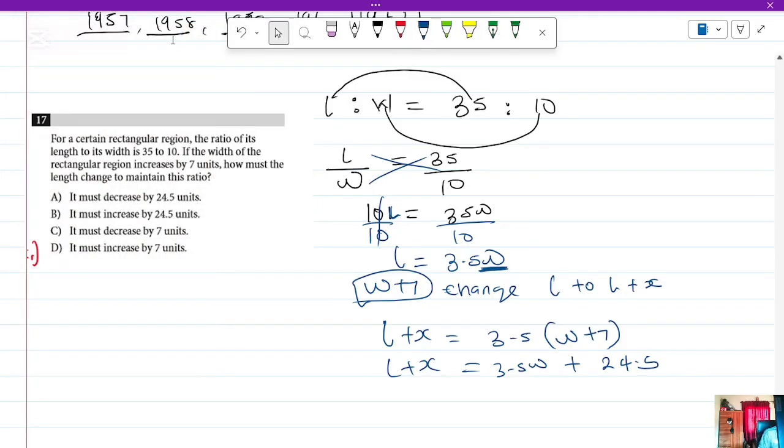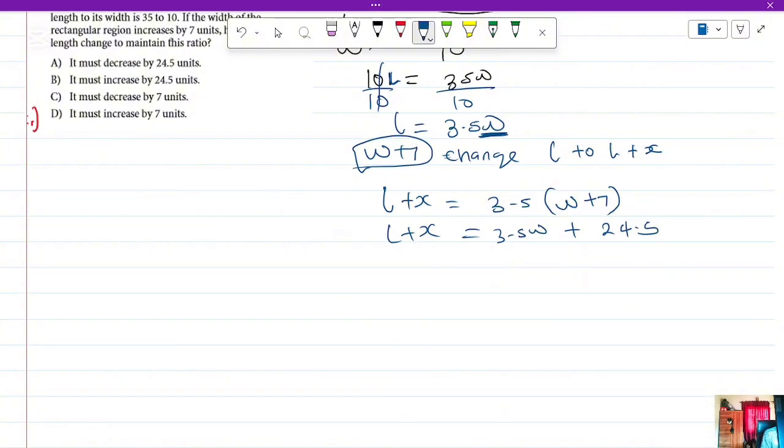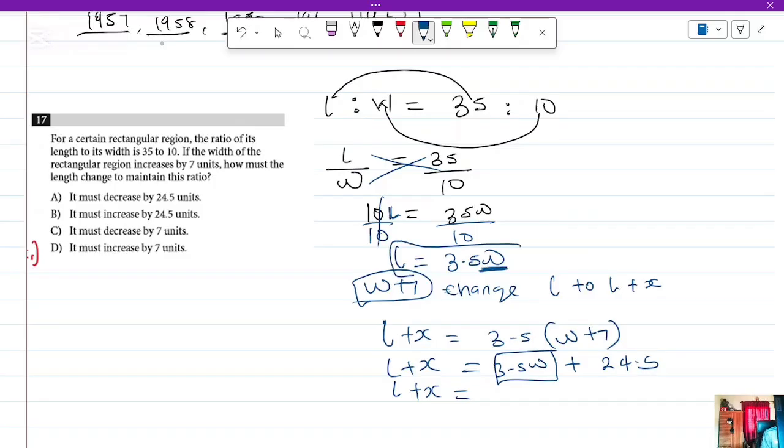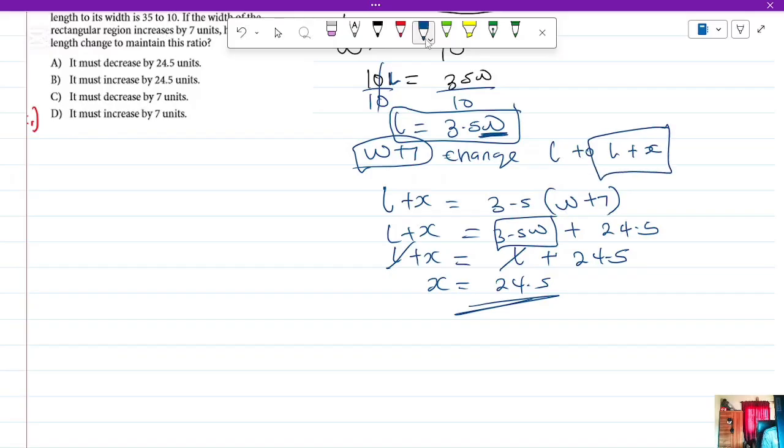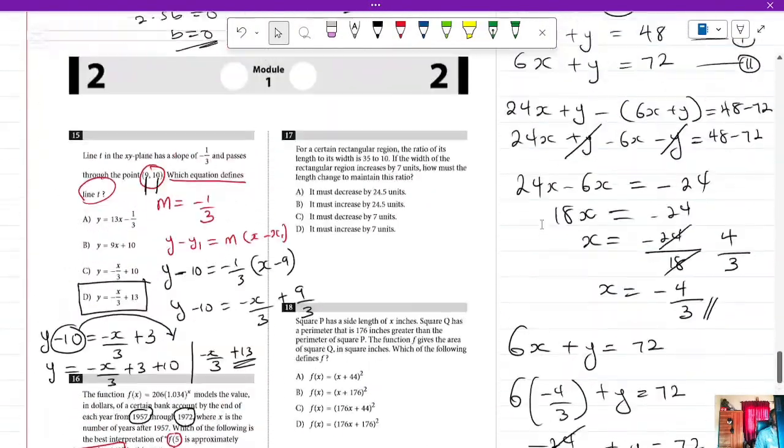So in that case now, you have L plus X equal to, now this 3.5W is just this here, so I can represent it back. So now I can say this cancels this, then my X is 24.5. So that means the L must also increase by 24.5 units, which makes B the best answer to it.